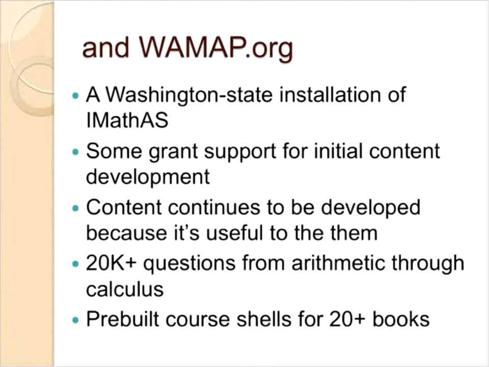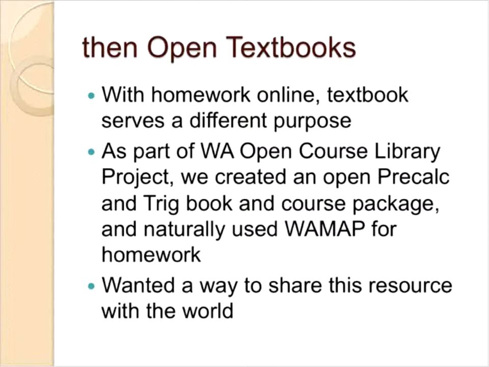So we have about 20,000 questions now from arithmetic through calculus, and on the WAMAP site we have pre-built course shells for 20 or so both commercial and open textbooks. Now, I really wanted to make this available to everyone, and the way that it worked was through open textbooks. Because my big issue with open textbooks is that they really have a hard time competing with commercial books until they have that set of ancillaries, like online homework, which is a big one in math, available.